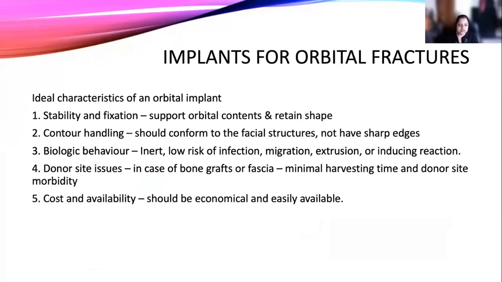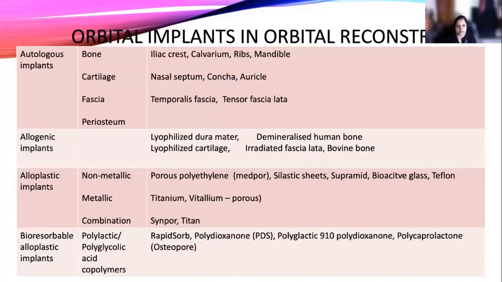Implants for orbital fractures are used mainly to support the orbital contents and retain its shape. They need to conform along the facial structures. They should not have sharp edges. They are inert and have low risk of infection. They should not easily migrate or be extruded out. If they're autologous, then we should make sure the donor site morbidity is less, and they should also be economical and easily available to the patient.